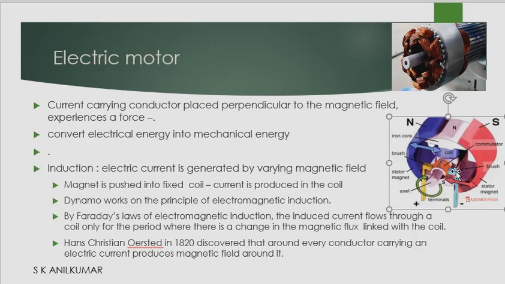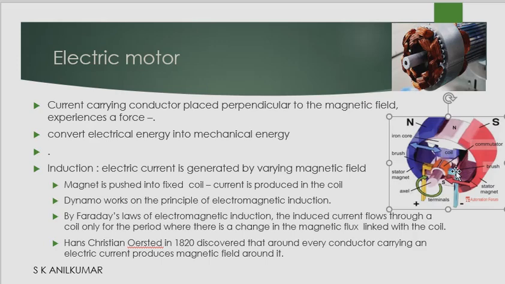Now what is electromagnetic induction? Electromagnetic induction is induction caused by electricity and magnetism. The electric current is generated by varying the magnetic field. When the magnetic field keeps on changing and there is a conductor in between, the changes in the magnetic field will induce electricity. Changes in electricity will induce magnetism, changes in magnetic field will induce electricity.